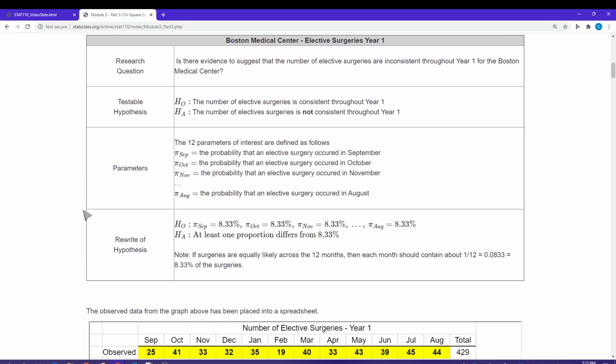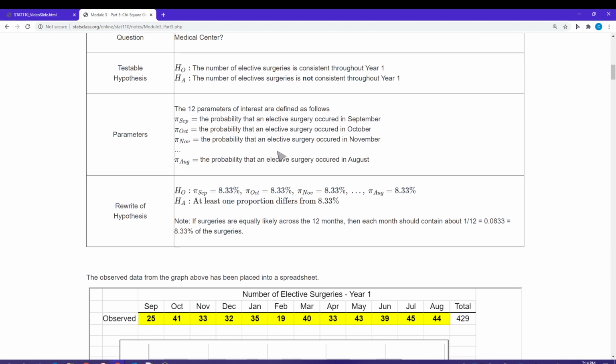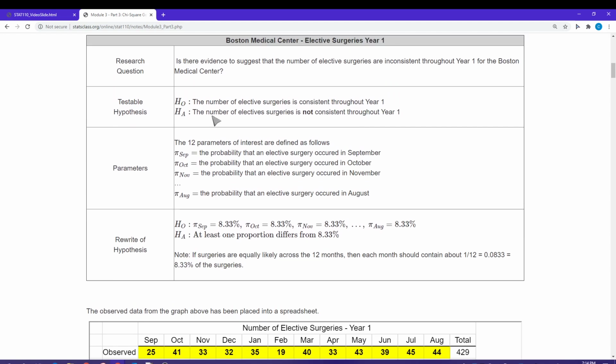So the research question: is there evidence to suggest that the number of elective surgeries are inconsistent throughout year 1? We actually have a total of 12 parameters for this example, one for every month, starting in September and ending in August. The research question was asking whether or not the surgeries were inconsistent. So the null hypothesis is going to be set up under a situation of no difference again. So that would imply that the surgeries are consistent throughout year 1.